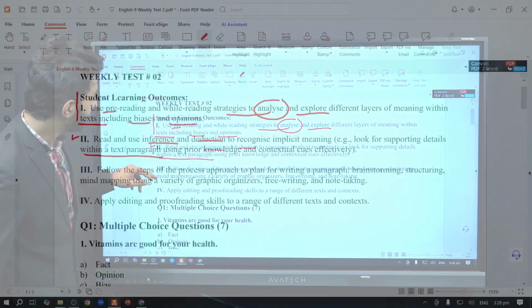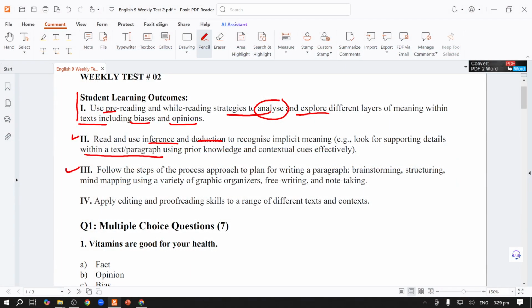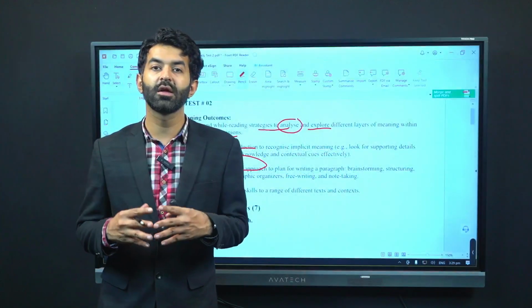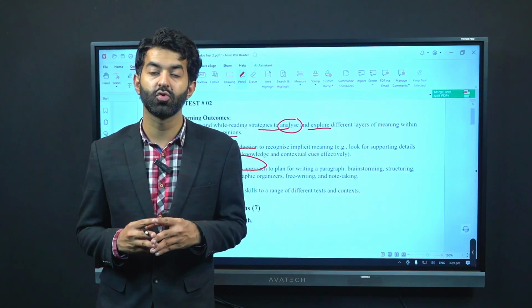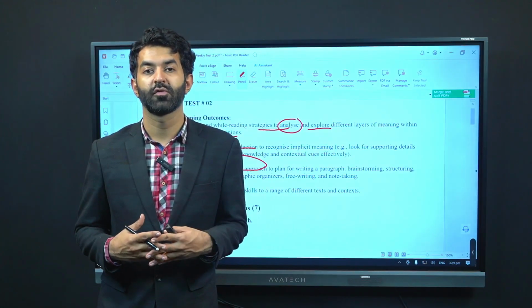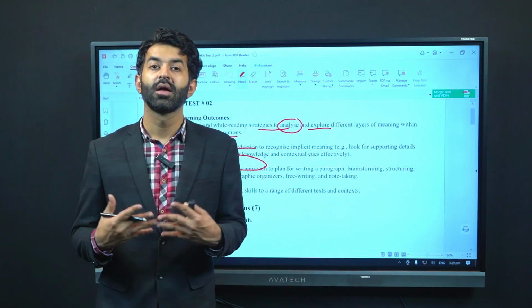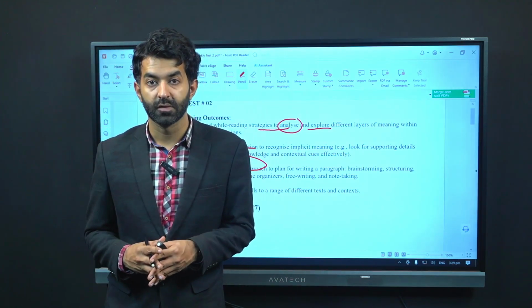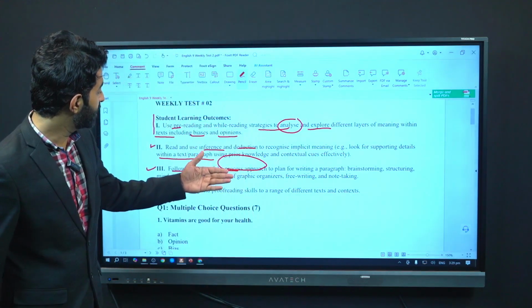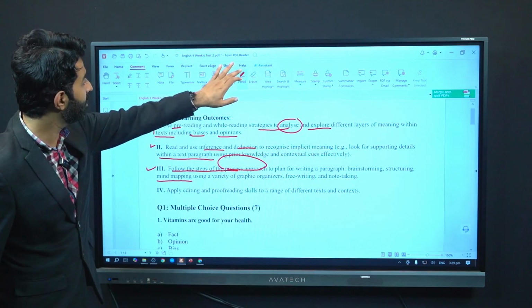Then the third SLO that we covered was about writing competency. We learned about following the steps of the process approach, the stages of process approach to plan for writing a paragraph: brainstorming, structuring, mind mapping. We have seen all these techniques. Now the purpose is, whenever we are given a written assignment, any topic to write on, we should follow the process of writing, follow proofreading and editing techniques and skills, so that our written material is flawless. So these are the basic introductions of the SLOs that we will cover.